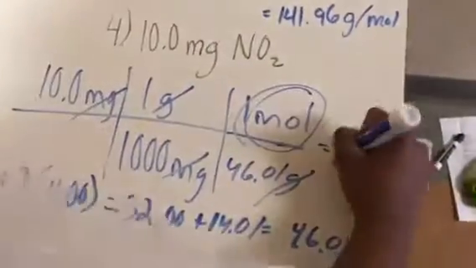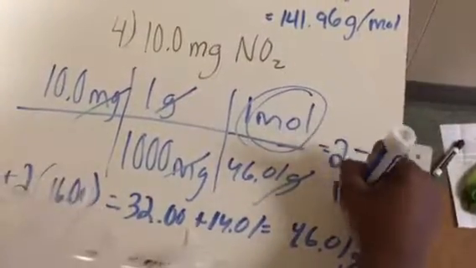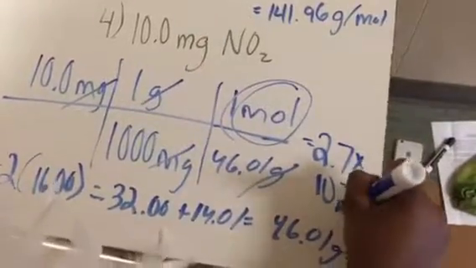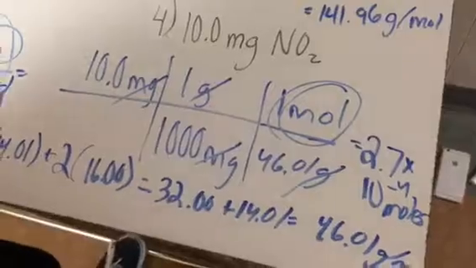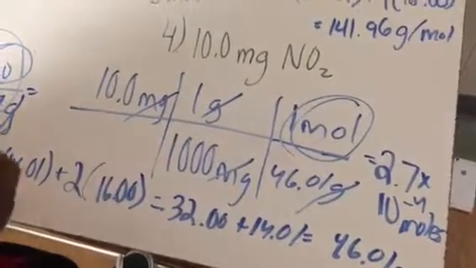And we'll have an answer of 2.7 times 10 to the negative 4th for our number of moles. And that's part 1. In part 2, we'll focus on converting moles to grams.